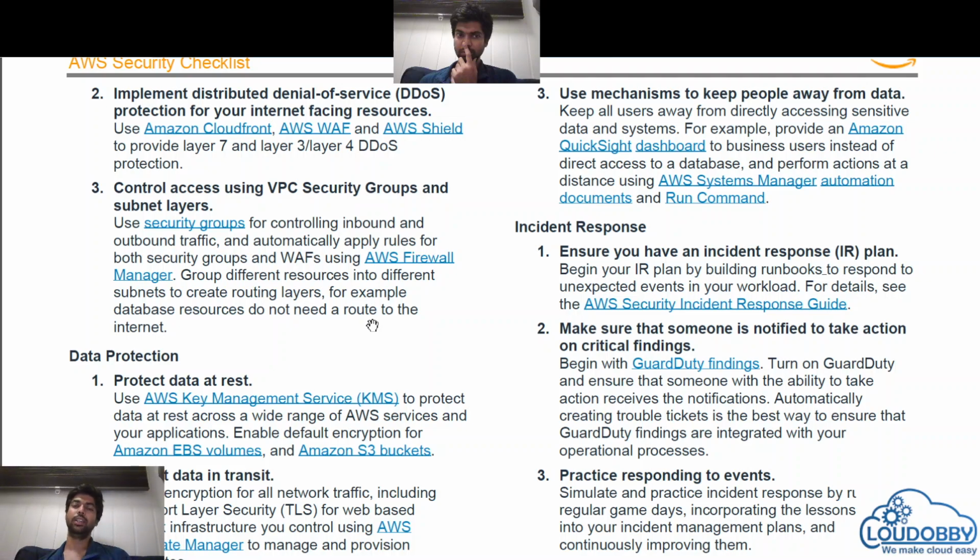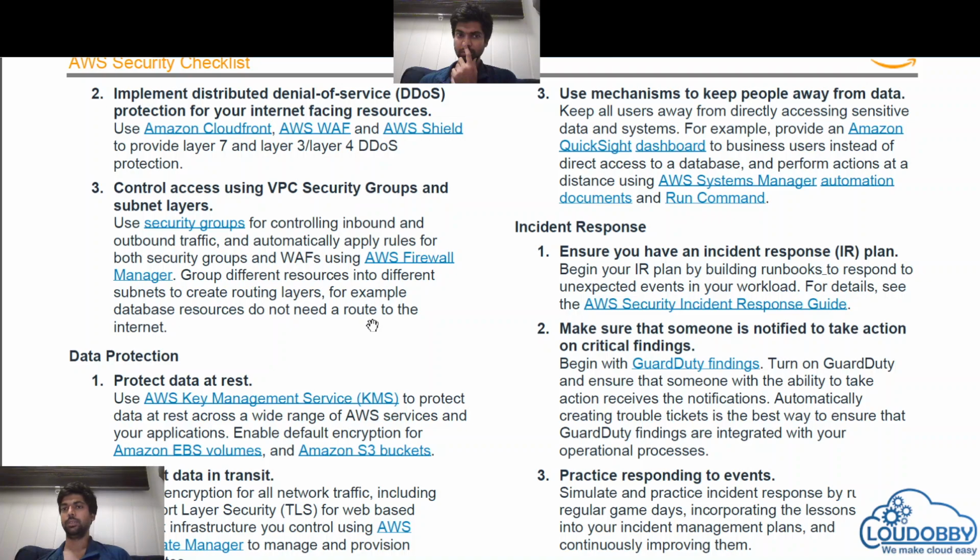Now you have an incident, so ensure you have an incident response (IR) plan. Begin your IR plan by building runbooks to respond to unexpected events in your workloads. For example, AWS provides a runbook called the AWS Security Incident Response Guide. So you should refer to the AWS Security Incident Response Guide, or build your own runbooks based on the experience you face. So when an incident happens, you have something to refer to and solve it. Because with a security incident, we cannot take more time to research and resolve it.